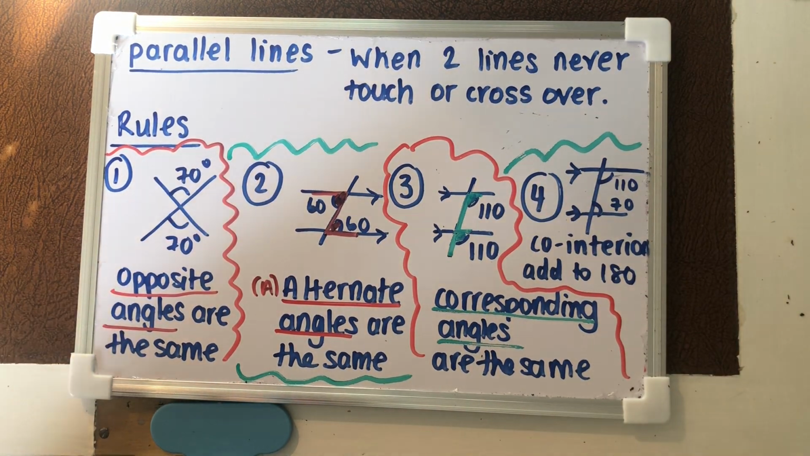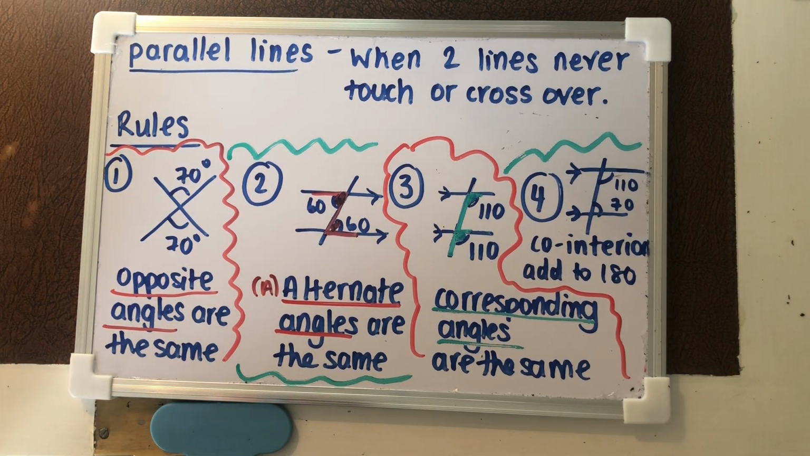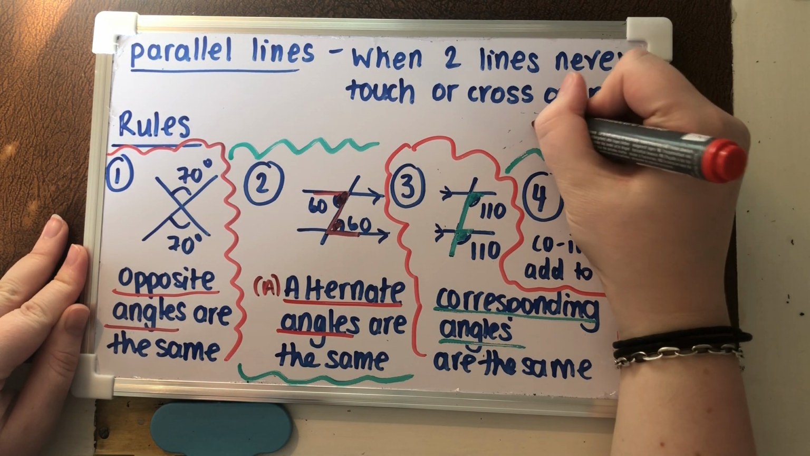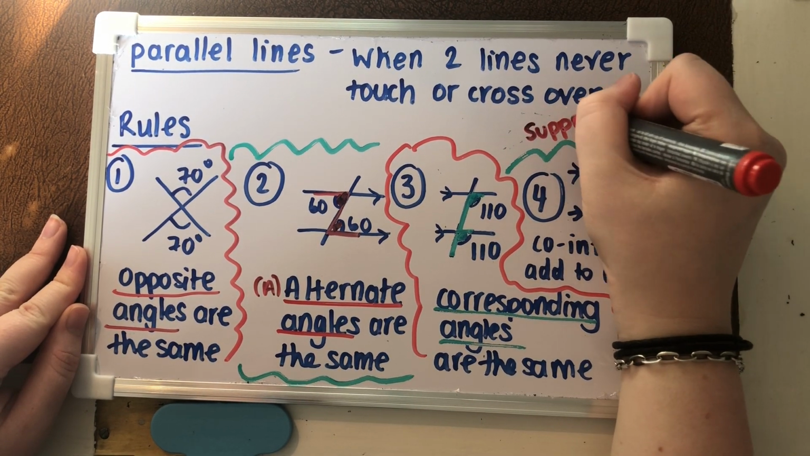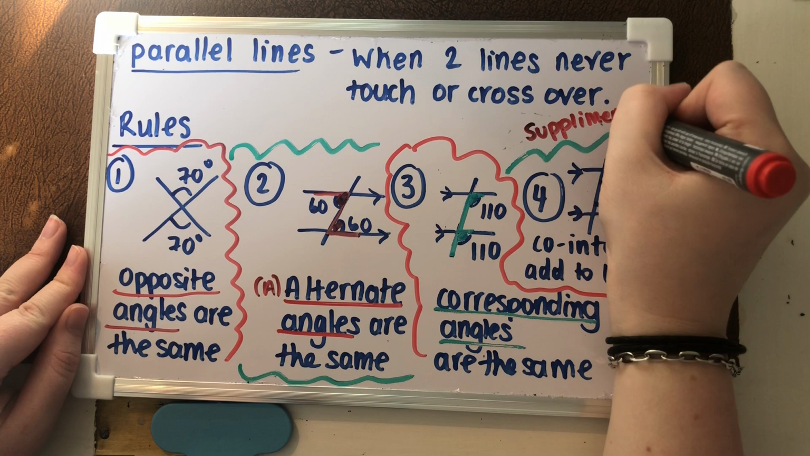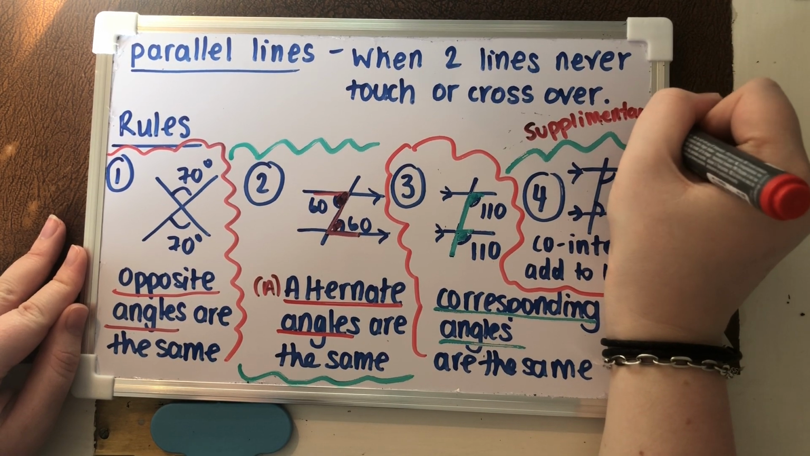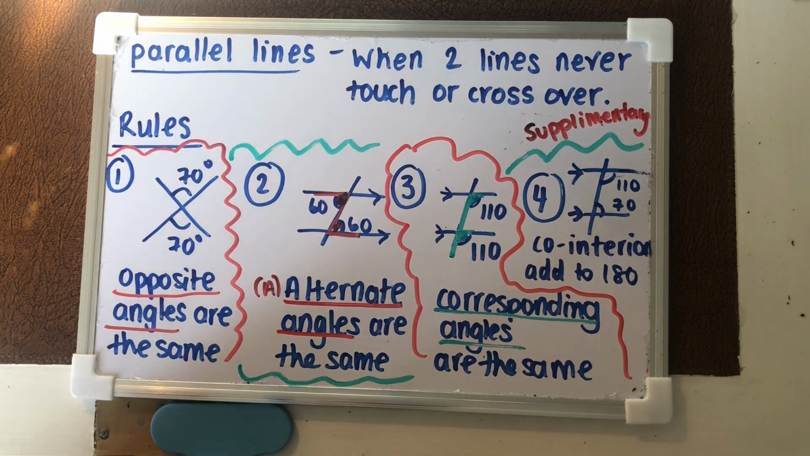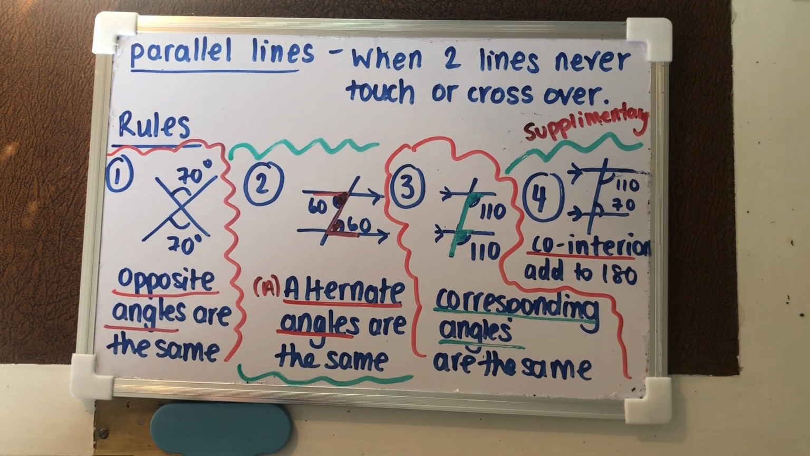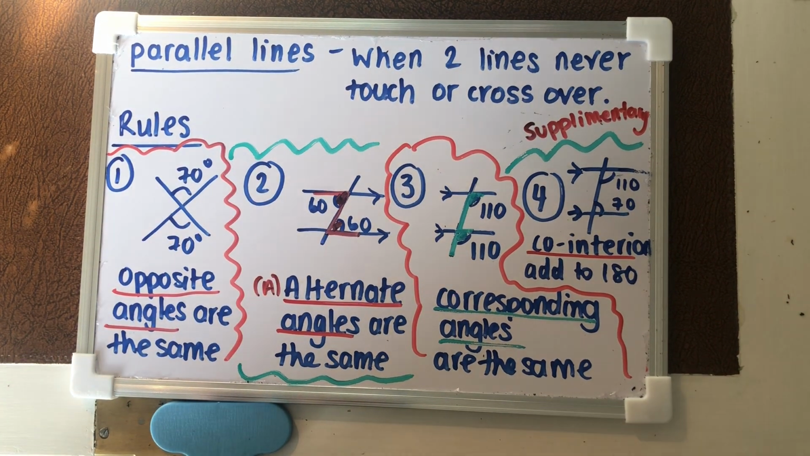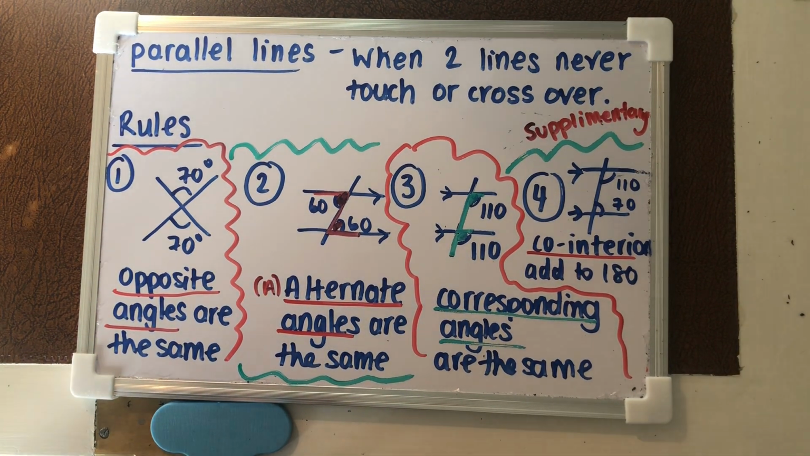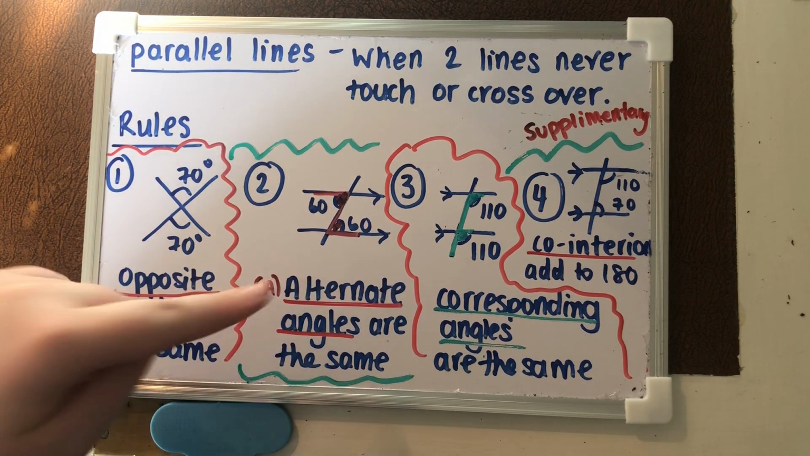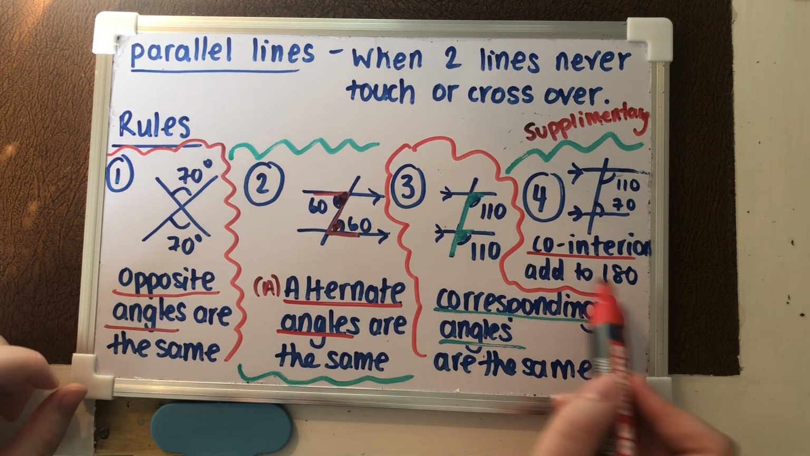And then the last one, co-interior, it's also got another name. It's called supplementary. If you want to know how to spell it, supplementary. Oh, am I going to fit it in? Yeah. So that's just another word for it. I prefer co-interior because it's inside. So this one is slightly different to these two. They're not the same. They both add up to 180.